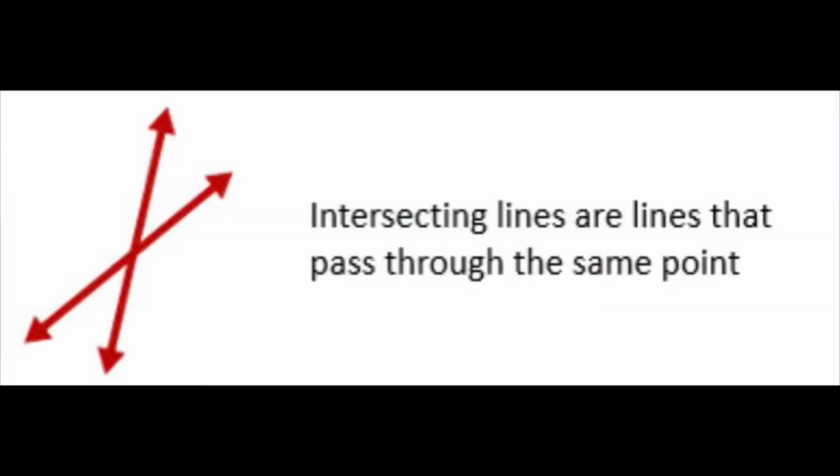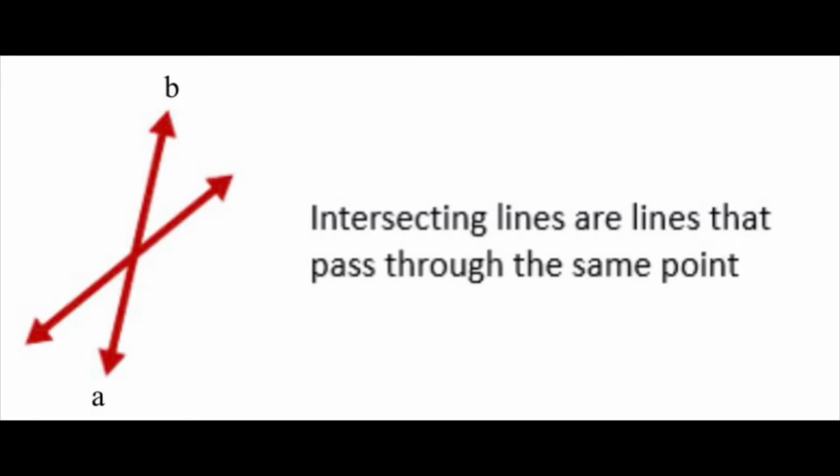This is all too much. And the important part of intersecting lines is that they all cross at the same point. So there could be 1 line, 2 lines, 3 lines, 4 lines, but for them to be intersecting, they all have to cross at the same point.